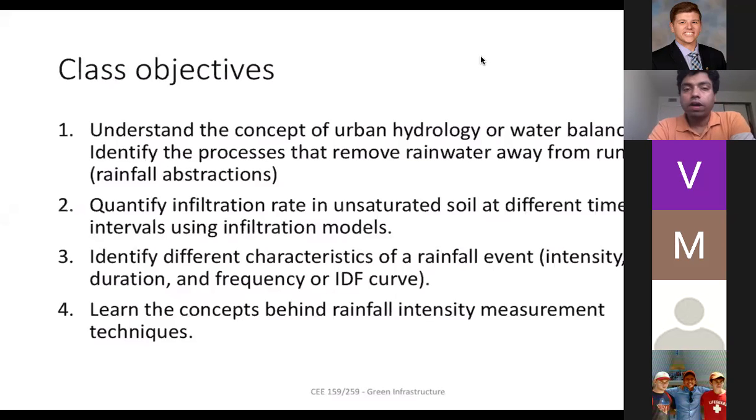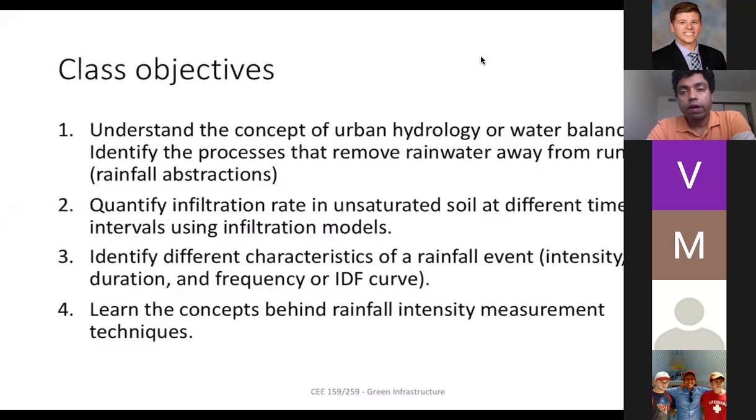So these are the 4 class objectives for at least this first half of the class. The first one is to understand the concept of urban hydrology, or how water moves from one location to another, or how much water becomes runoff after a rainfall.